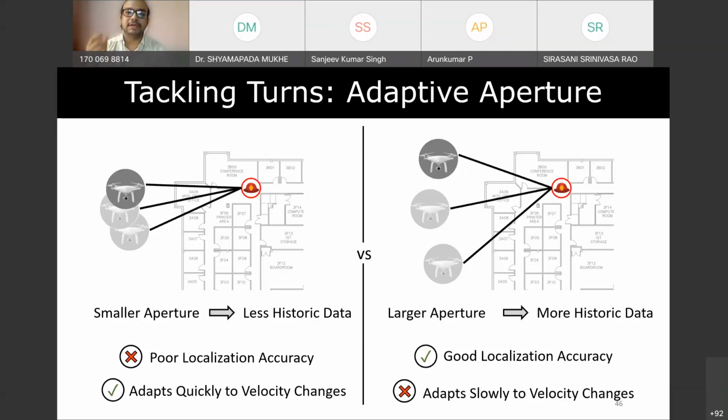If your aperture is small enough, the time you are giving for the person to run is also small, so there is very little chance that he will change his direction within, let's say, 1 or 2 seconds. Whereas if your aperture is very large, there is a high chance that within that large amount of time, he is bound to change his direction here and there. So it will adapt very slowly to the velocity changes. However, if the person is static, your localization accuracy will be very good, because you will have a lot of vantage points to sample the data from. So keep this intuition in mind, and we want to get the best of both worlds, whether to use a smaller aperture or a larger aperture.